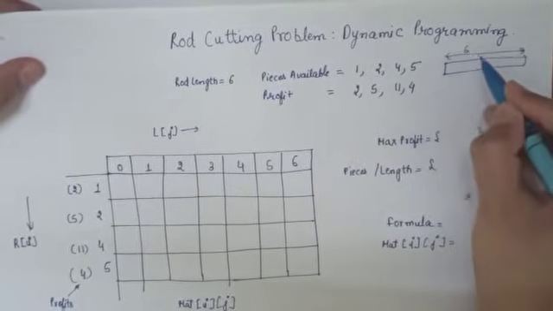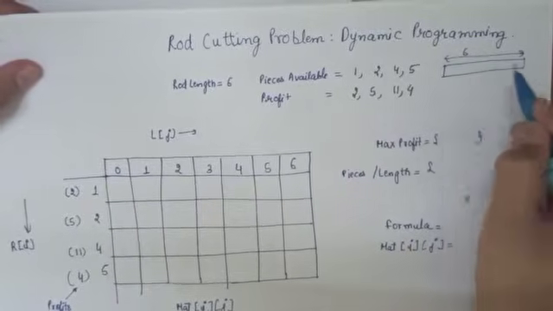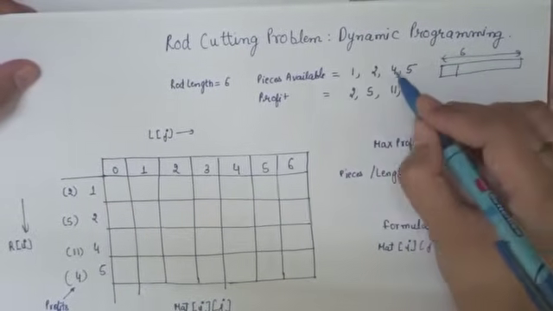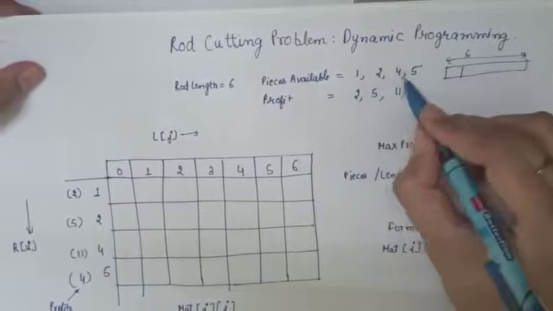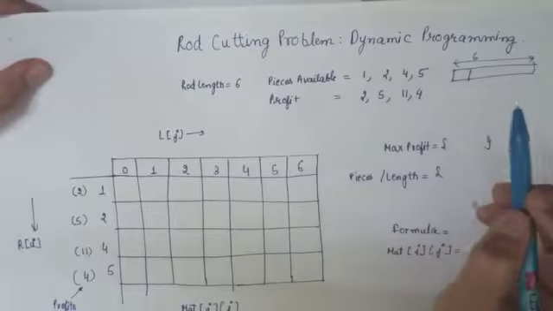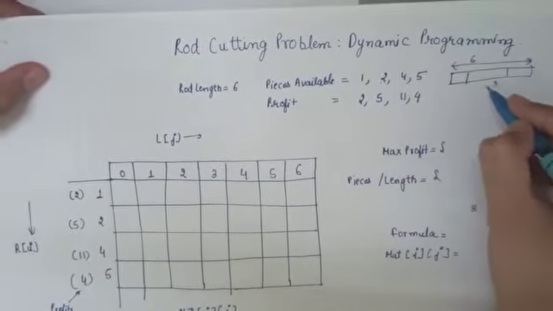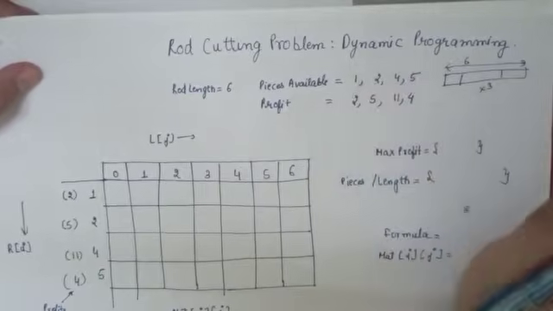Now the condition is we can cut this rod only into pieces of the available sizes. Like, we can cut the rod into a piece of size 1, 2, 4 or 5. We cannot cut a rod into a piece of, say, length 3, because length 3 is not given.